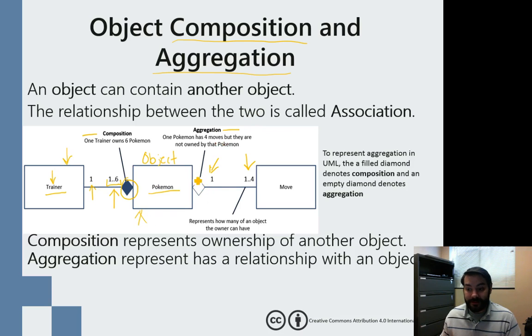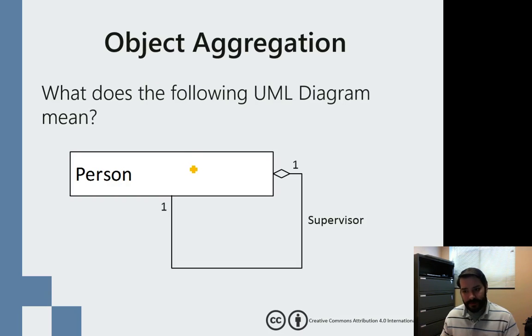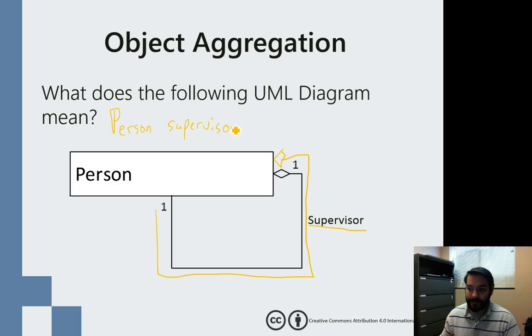Then we've got the empty diamond. This one is saying that I have one object aggregating another object, having a relationship between objects but not necessarily owning it. In this case, any one person can have a relationship that we call supervisor with another person. So inside of the person class, we could have another person, supervisor equals new person. That's all that means. So we just have inside of a person class another person.